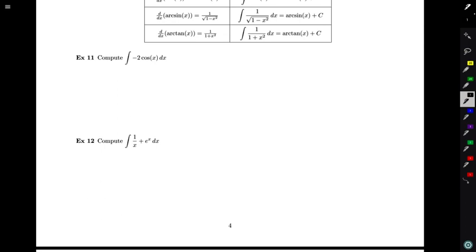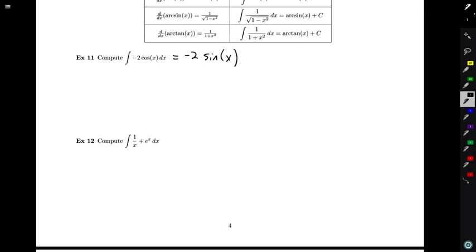So if we want to compute the integral of -2 cosine of x dx, we're going to think about the fact that if I want to find a function whose derivative is -2 cos x, well, I'd better start off with some kind of sine function. The derivative of sine is cosine, after all. So the way that I modify this function in order to account for the -2 out front of the cosine is I put a -2 out front of the sine.